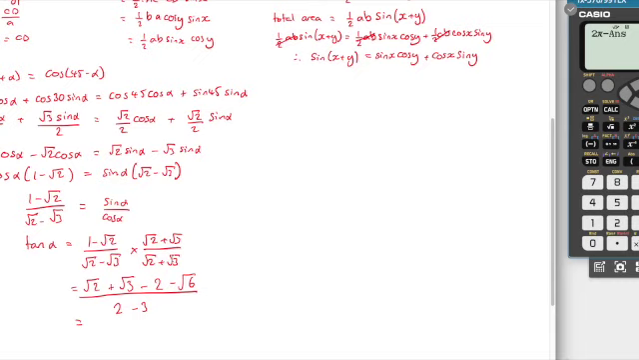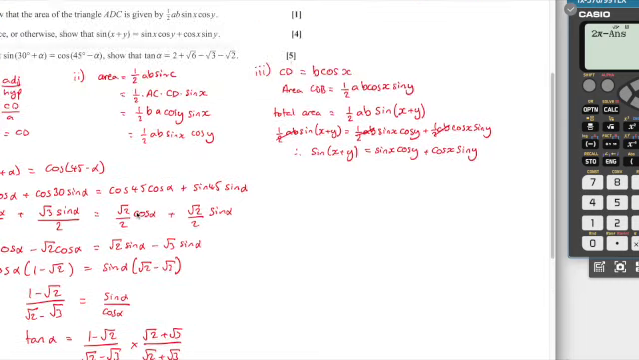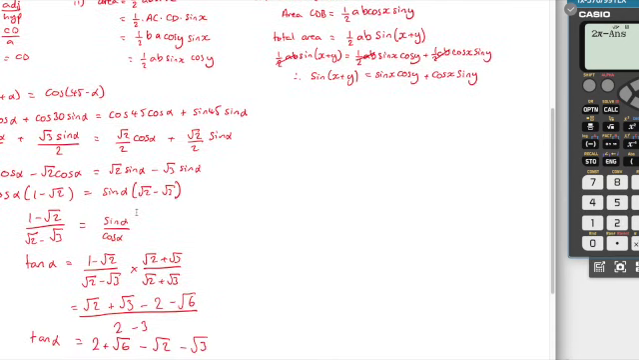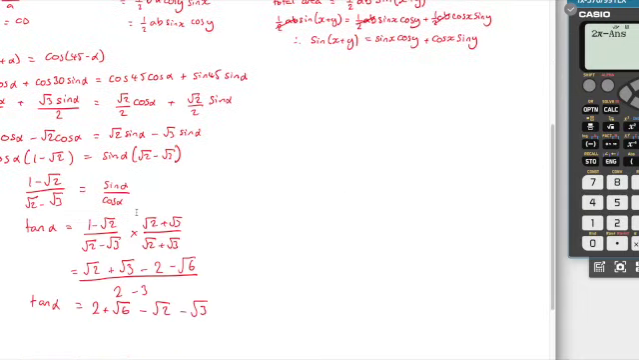So if we change all the signs on the top, we are going to get that tan alpha is 2 plus root 6 minus root 2 minus root 3, which is exactly what we want. Yep, that's exactly what we want.